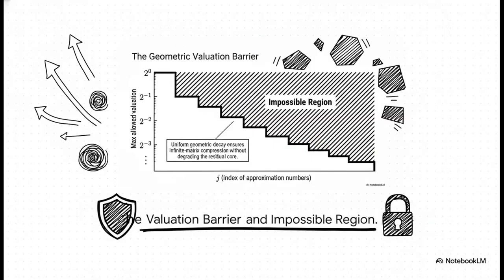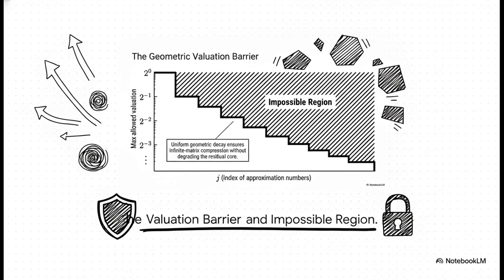The visual representation of that decay shows a rigid geometric barrier forming a step-like structure. Everything above that line becomes a mathematically impossible region. This maximum allowed valuation ensures that no matter how far we push our infinite matrix compression, it simply cannot degrade the residual core.